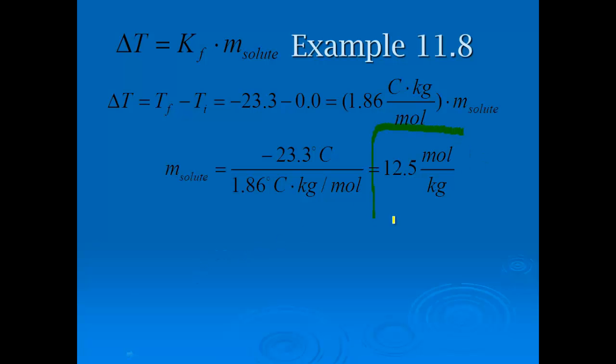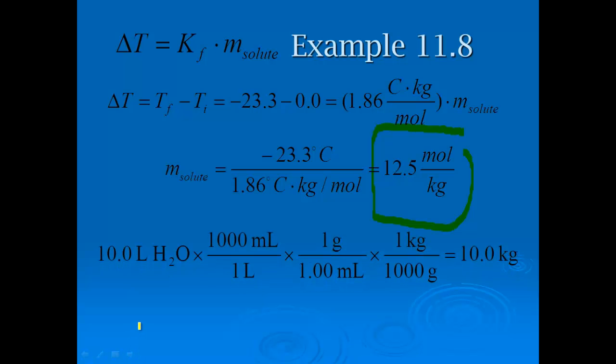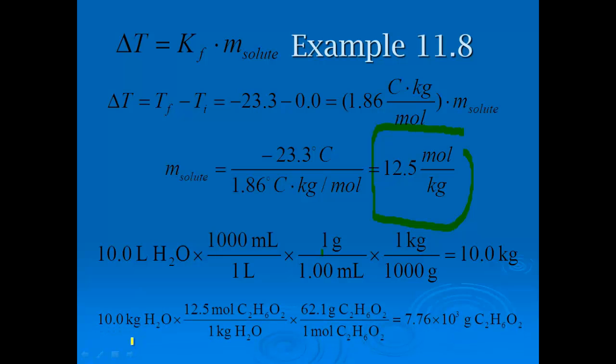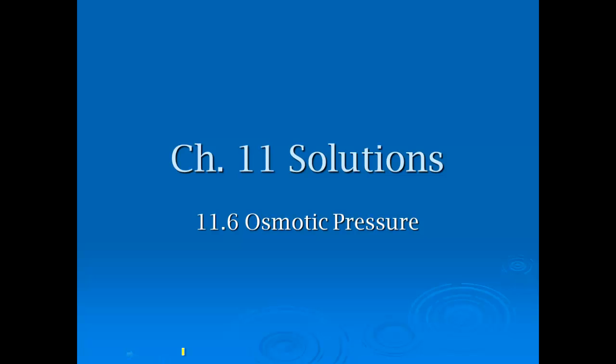I get my molality. I've got my liters of water, then I'm going to go from liters to milliliters, milliliters to grams, grams to kilograms. So then I've got my 10 kilograms of water, my moles per kilogram, and I can figure out how many grams I had. Okay. Again, clear as mud. Alright, I'm going to do osmotic pressure with the next video.